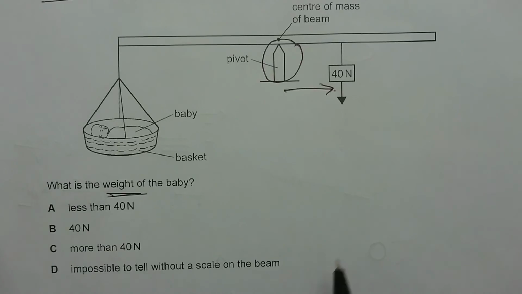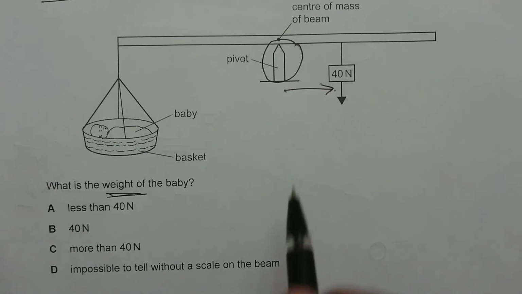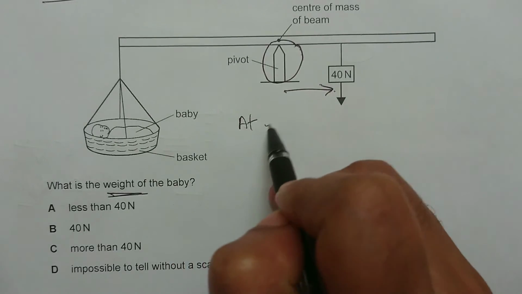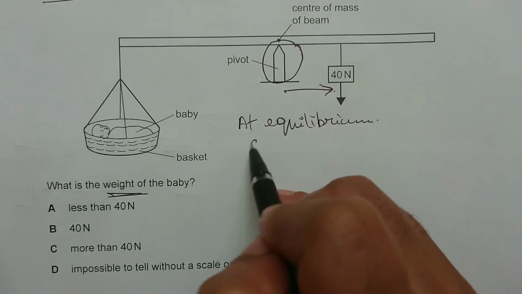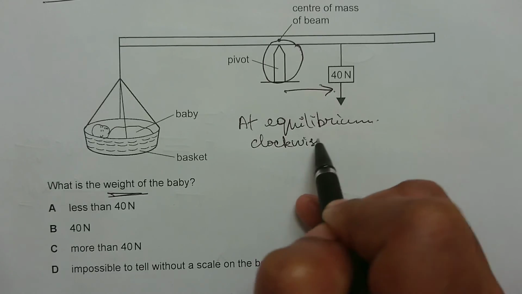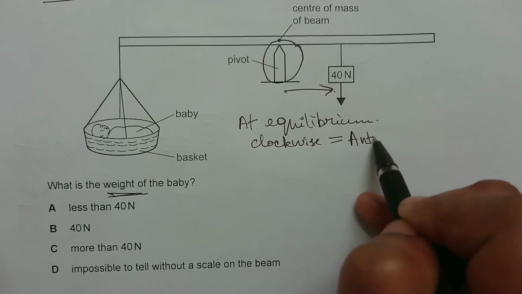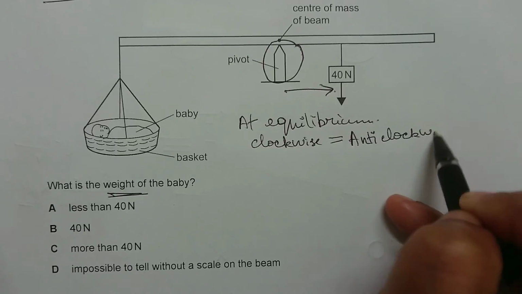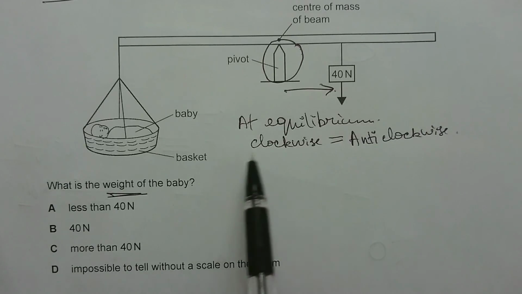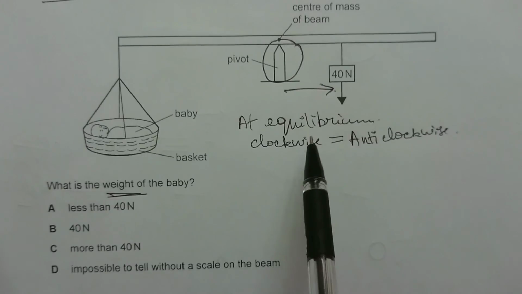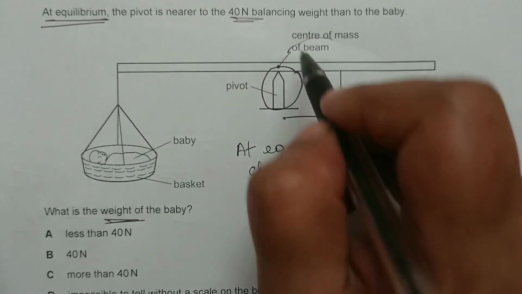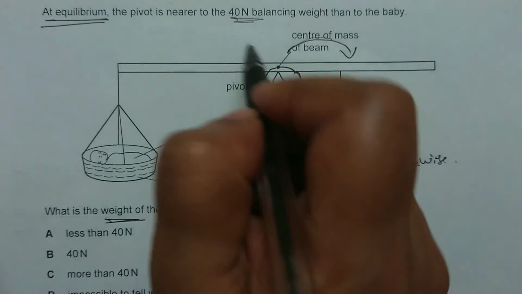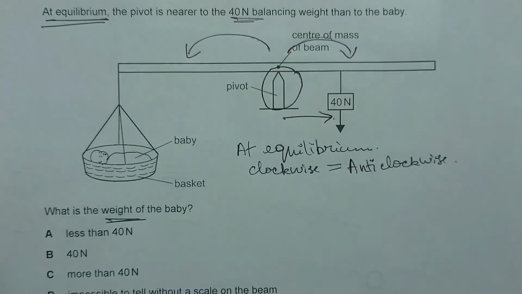Okay, so we know that the law of moments. What is the law of moments? At equilibrium, what happens? The clockwise moment must be equal to the anti-clockwise moment, isn't it? That is the law of equilibrium of moments. What is the meaning of clockwise moments? This clockwise moment must be equal to the anti-clockwise moment.